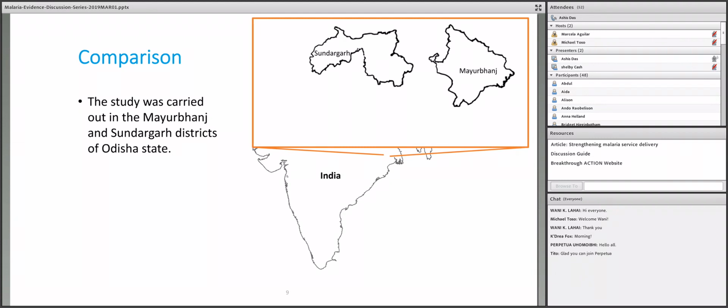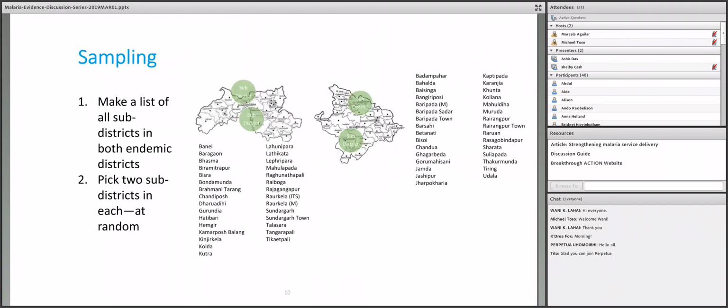The study was carried out in eastern India in 2 districts. These 2 districts have been identified by the National Malaria Control Program as highly endemic districts out of 50 such districts in the country. In each district, we selected randomly 2 sub-districts.